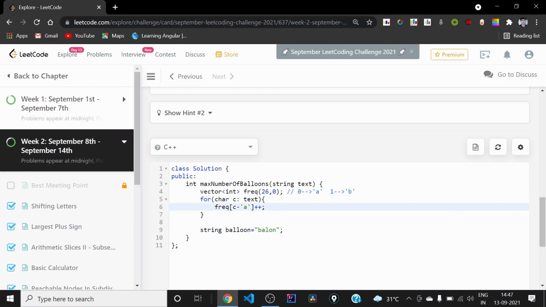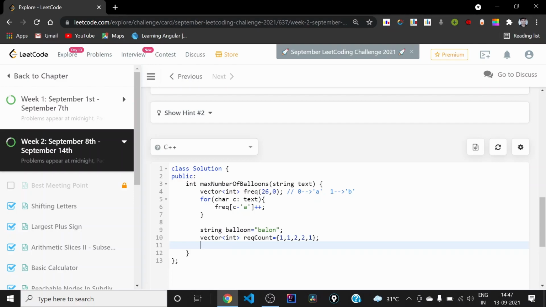Now we need to store the requirements of each character for one construction of the word balloon. I will call it required count. I can initialize it so that for the word balloon, there is a need of one character of B, one character of A, two characters of L, two characters of O, and one character of N. So these are the required counts of these characters.